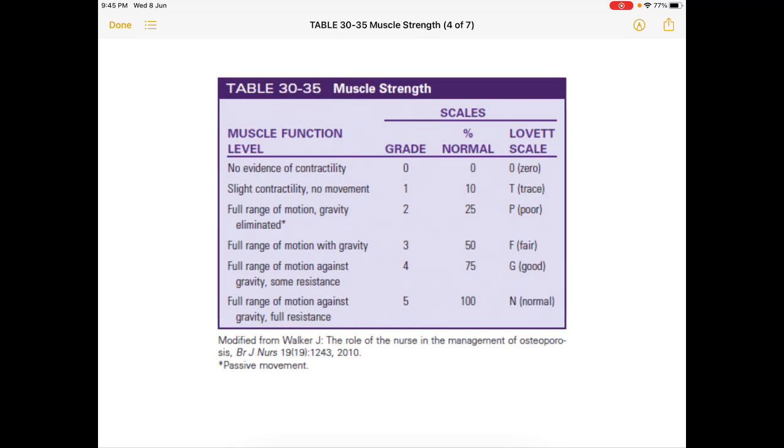So next level, grade 2 is full range of motion, gravity eliminated, 25%. P, poor, full range of motion with gravity. Grade 3, 50%, and F, that is fair, full range of motion against gravity, some resistance. Grade 4, 75%, and the Lovett scale is G, good, full range of motion against gravity and full resistance. That is grade 5, 100%, that is normal. Normal is grade 5, whereas no evidence of contractility is grade 0. So now you know what the Lovett scale is.